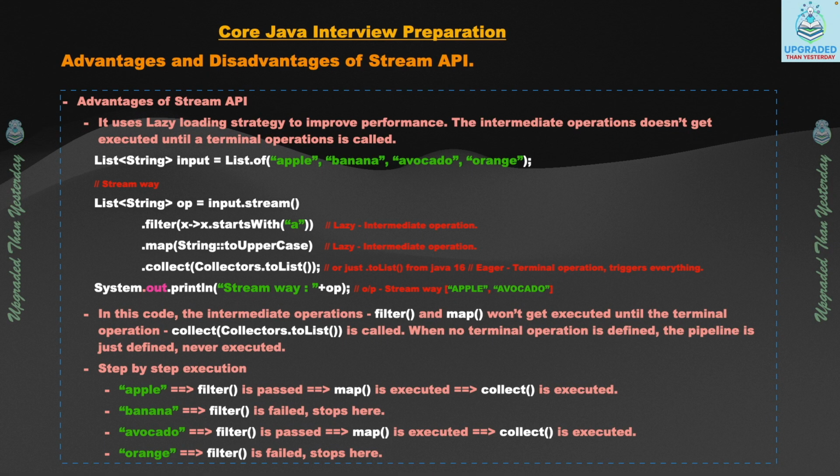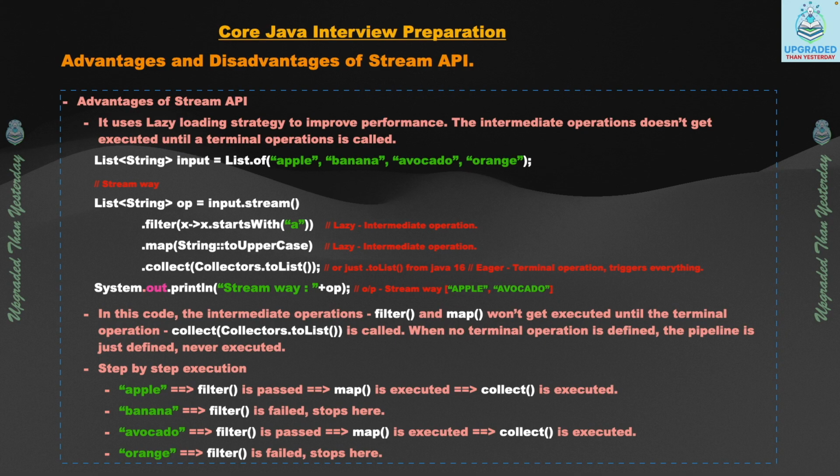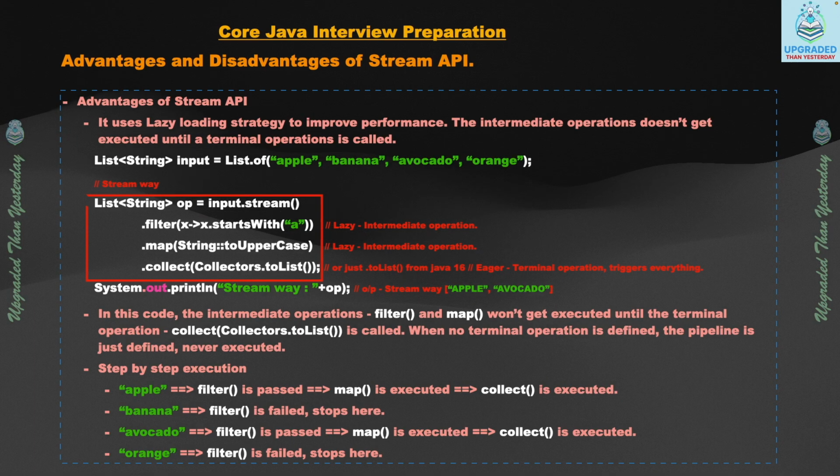Any operation never gets executed until a terminal operation is called. If there is no terminal operation defined, then the stream is just defined. It won't execute anything. Look at the code. In this code, the intermediate operations filter and map won't get executed until the terminal operation collect(Collectors.toList()) is called. Let's execute the stream and understand it step by step.